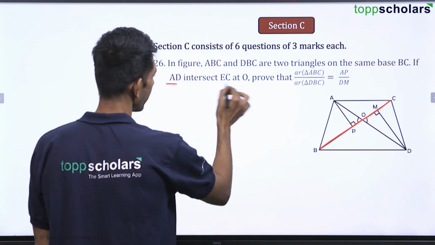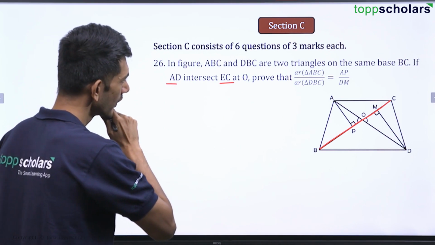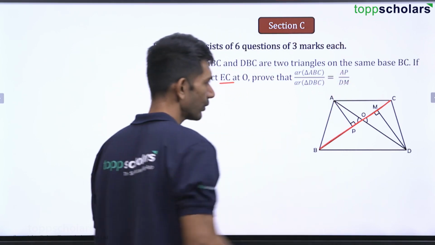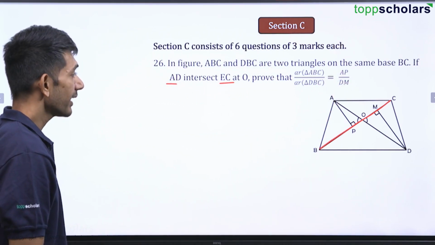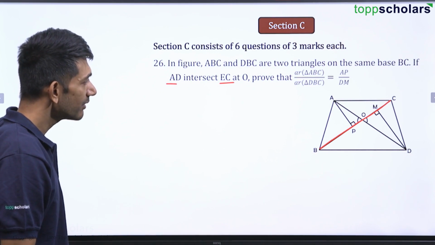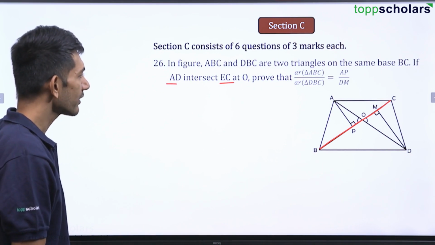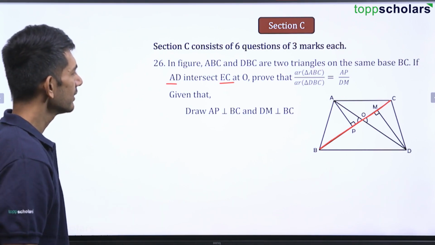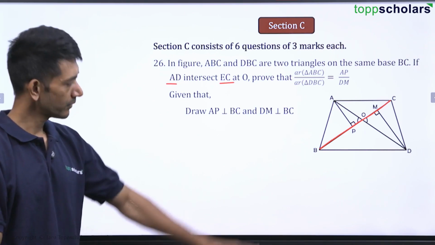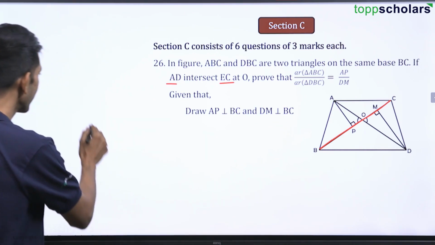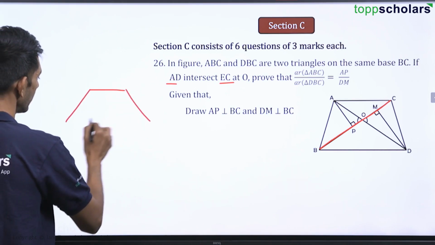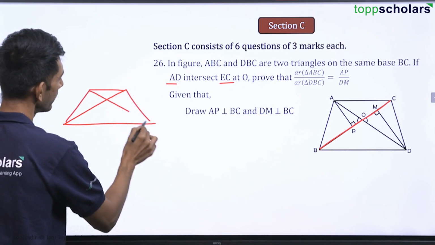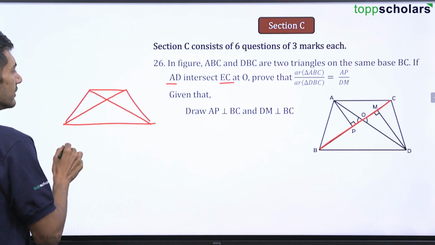If AD intersects BC at O, prove that area of triangle ABC by area of triangle DBC is equal to AP by DM. This is what we are supposed to prove. Now what is given? We are given the two triangles. Firstly, the two perpendiculars are not given. Look at the figure. Initially the figure is like this, and this is joined, and this is the figure.